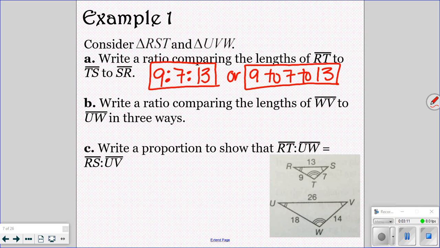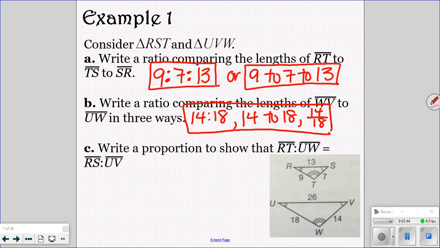Write a ratio comparing the lengths of WV to UW. So WV is 14 to UW. UW is 18. And it says do it in three ways. So that's one way, 14:18. We could also say 14 to 18. Or we could say 14/18. So that would be the three different ways you can write it.